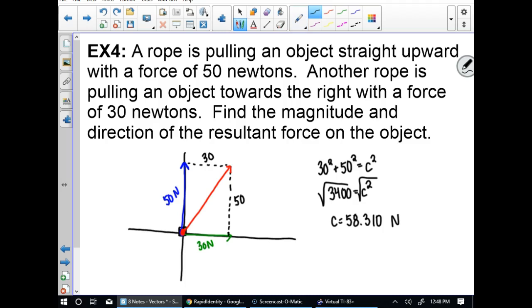It should make sense that it needs to be more than 50 or 30 because it's the longest side of the triangle, but it can't be any more than 80, because 80 would be if you had two forces pulling in the same direction and you just added them together. But these are not the same direction, so they're not going to just add together. All right, questions?